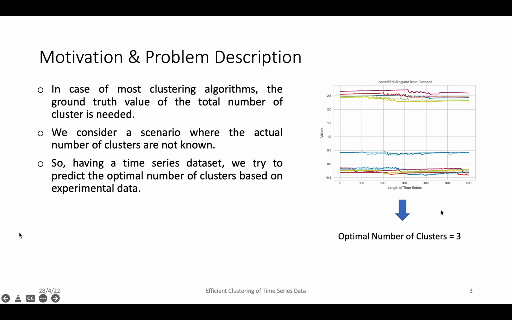Our motivation for this project was that in most time series clustering algorithms, the algorithms have to know the total number of clusters from the very beginning. But we considered a scenario where we do not know the ground truth of the number of clusters. Having such a dataset, we try to predict the optimal number of clusters. Here we have a time series dataset where clearly we can see that there are 3 clusters, but we might not have the ground truth value of this.